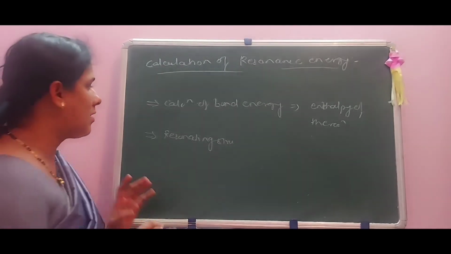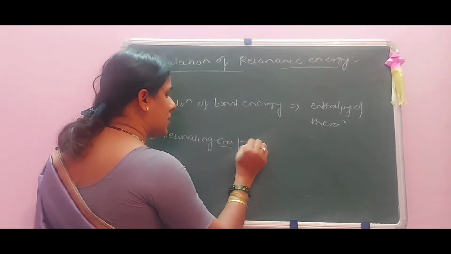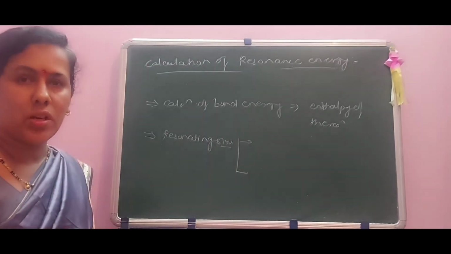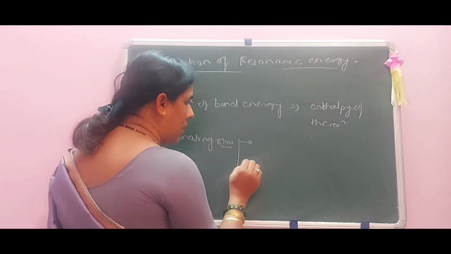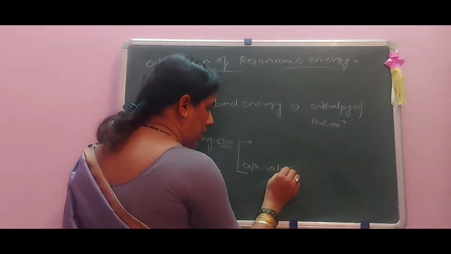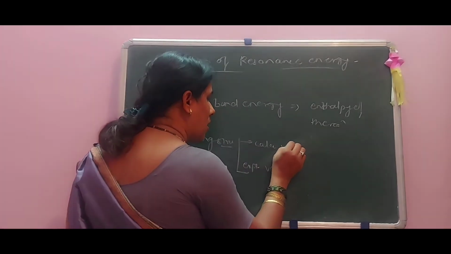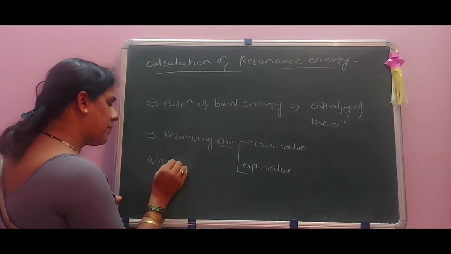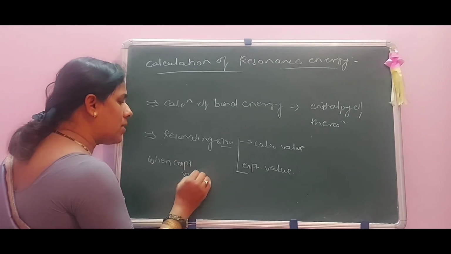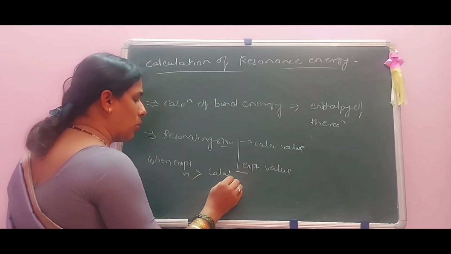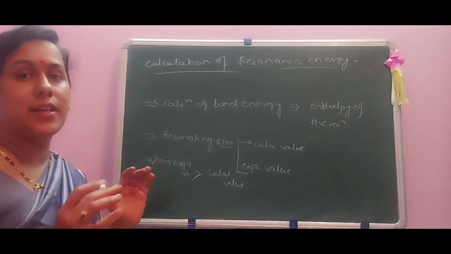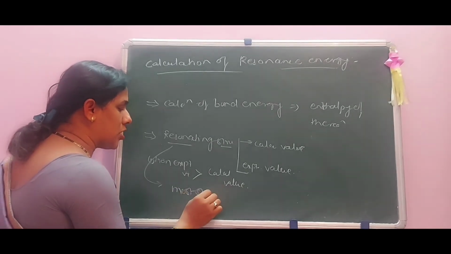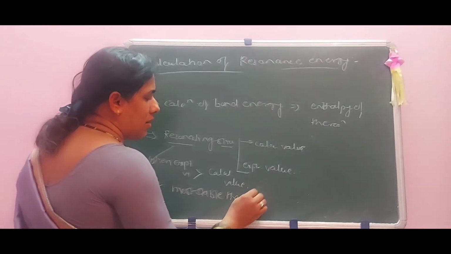At that time, what happens here? We have to first calculate the value for the structure given to you and compare it with the experimental value. When the experimental value is greater than the calculated value, we can easily say that the resonating structure is more stable than the other structures.